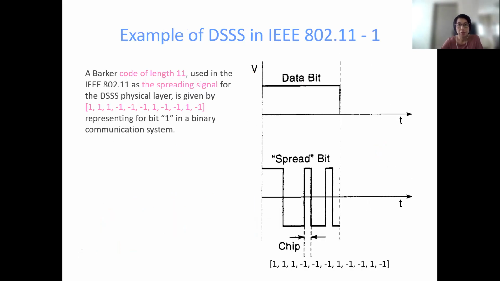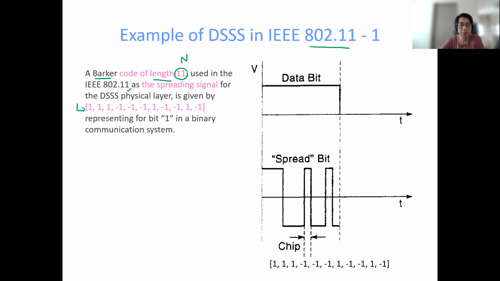All right, this is an example of a real application that uses the direct sequence technique. It's used in Wi-Fi. This code is called the Barker code with a length of 11. So this is N. The Barker code of length 11 is used in IEEE 802.11, which is Wi-Fi, as a spreading signal for the physical layer of the direct sequence given here. This is the code.